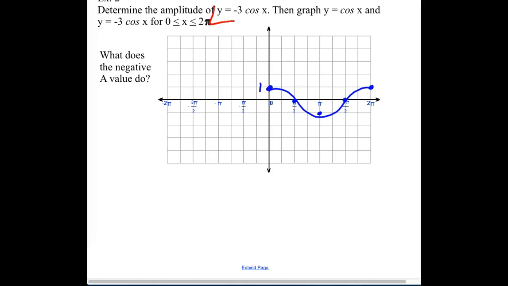Amplitude for this function. Remember, we want the absolute value of it. So amplitude would be 3. Okay, that means we have a vertical stretch of 3. What does the negative in front do? That negative a value? It's going to reflect over where?